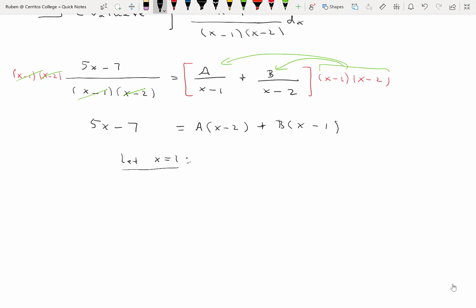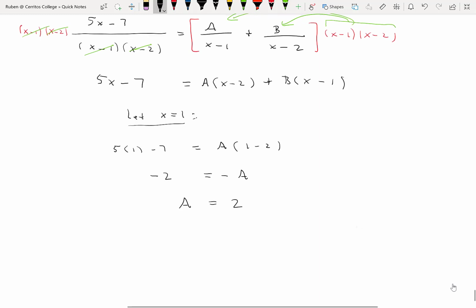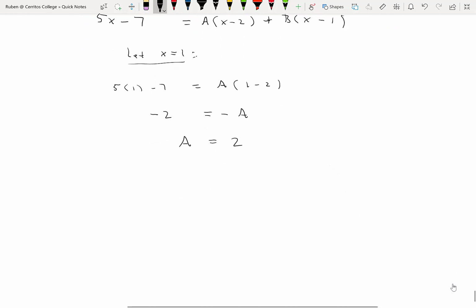So if I let x equal 1 on both sides, I'm going to get on the left-hand side 5 times 1 minus 7 equals a times 1 minus 2 plus b times 1 minus 1, or plus 0. On the left-hand side I get negative 2. On the right-hand side I get negative a. That tells me that a is 2. Okay, that's pretty nice. No system of equations involved here.